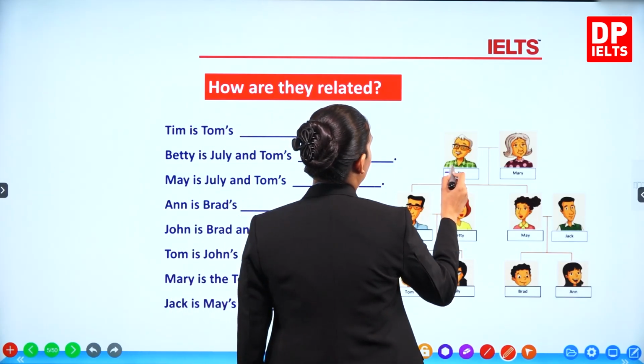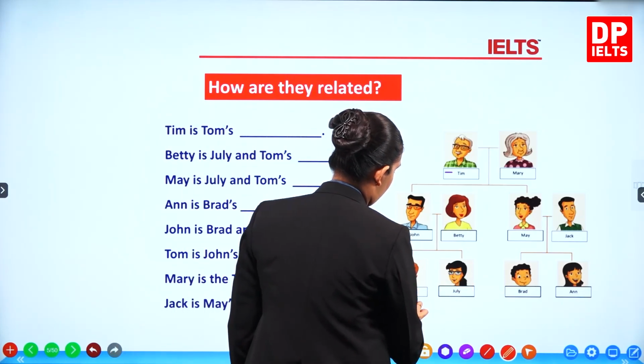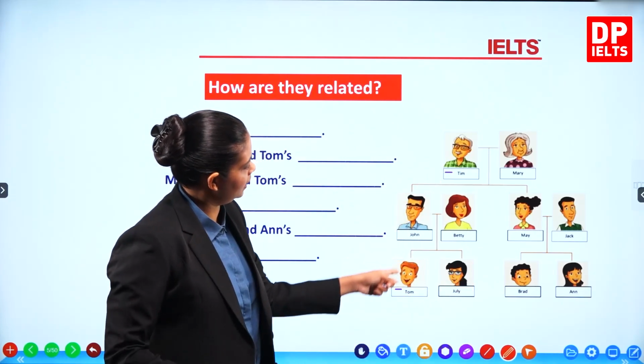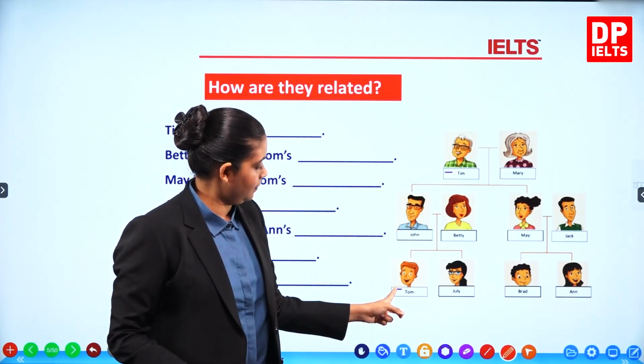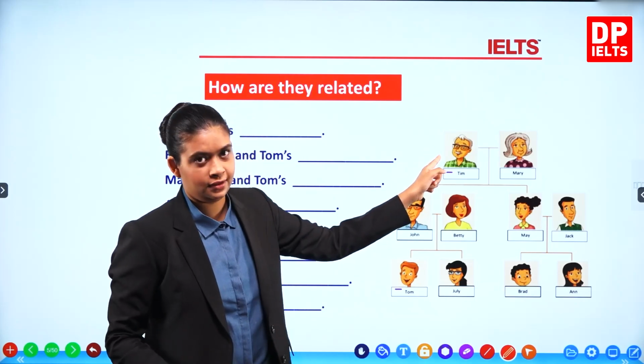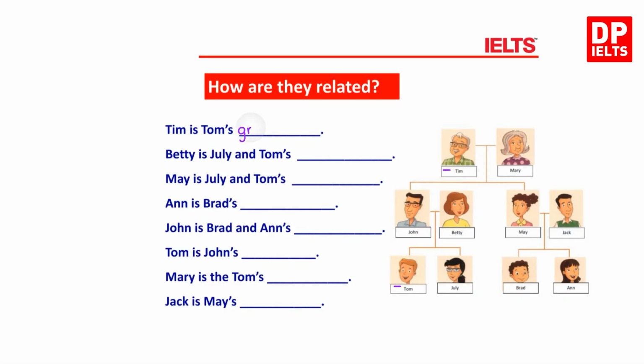Main Tim. Tim is Tom's. Tom's who? Grandfather. Tim is Tom's grandfather.